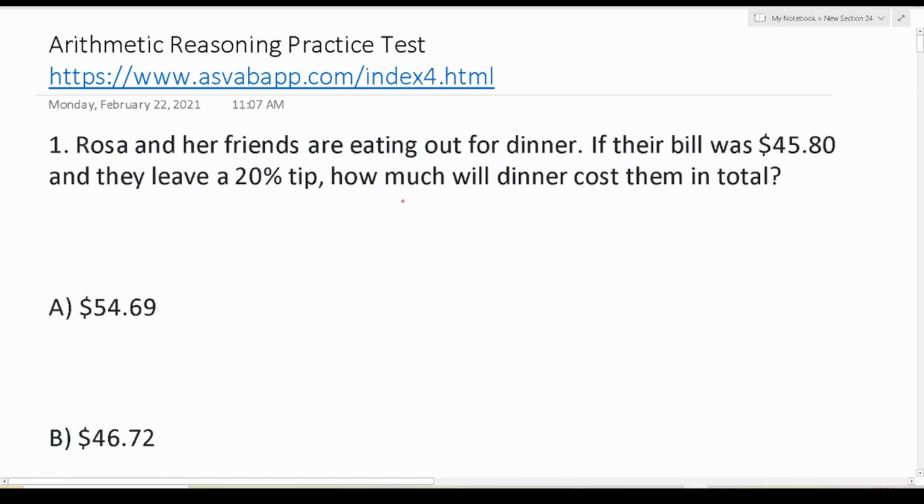All right, this first question says, Rosa and her friends are eating out for dinner. If their bill was $45.80 and they leave a 20% tip, how much will dinner cost them in total?